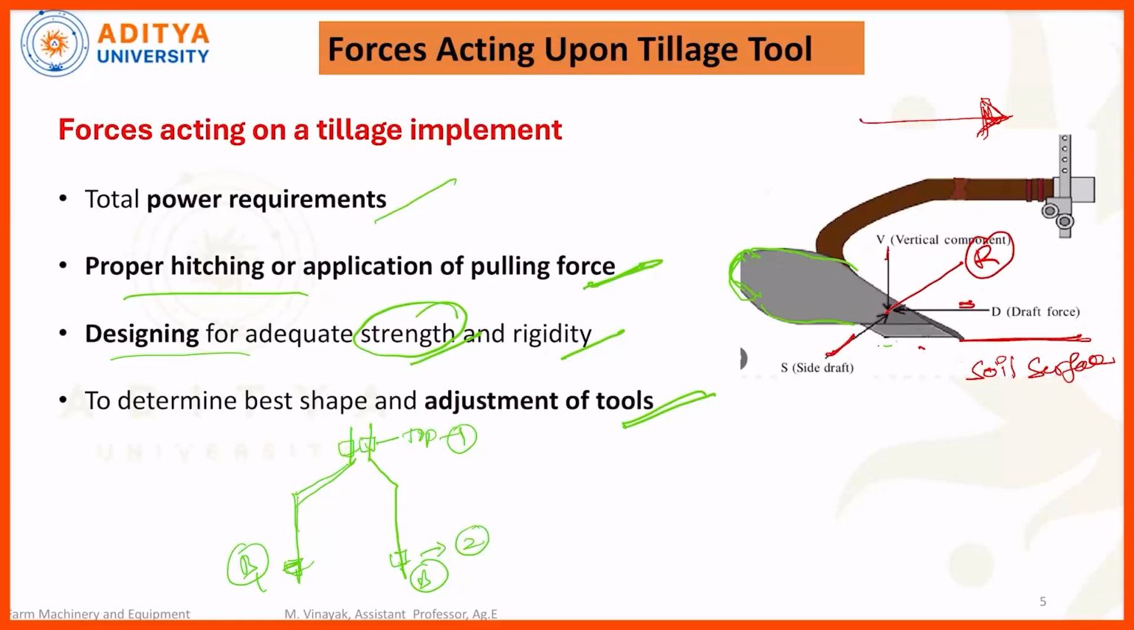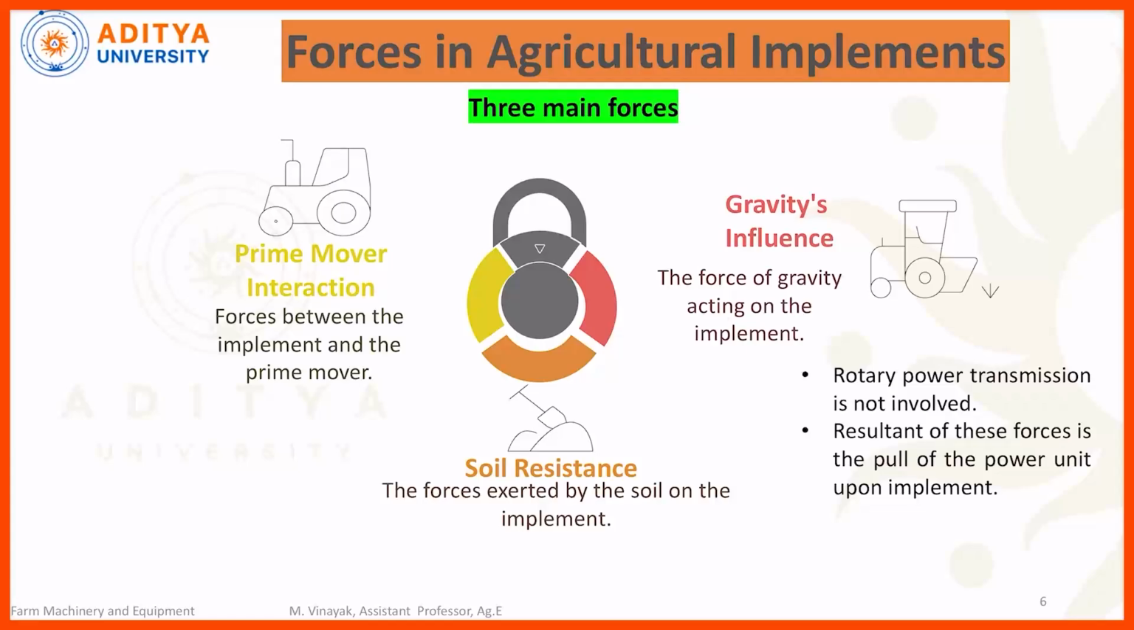Generally it is at 3/4 from the land surface, as I have already explained in previous slides. The resultant force will act on this point, 3/4 from the earth surface. The vertical force acts due to the implement weight. The side force acts from the soil surface. At the time of movement of the prime mover, the resultant force will act in the opposite direction. So generally three main forces act on agricultural implements.